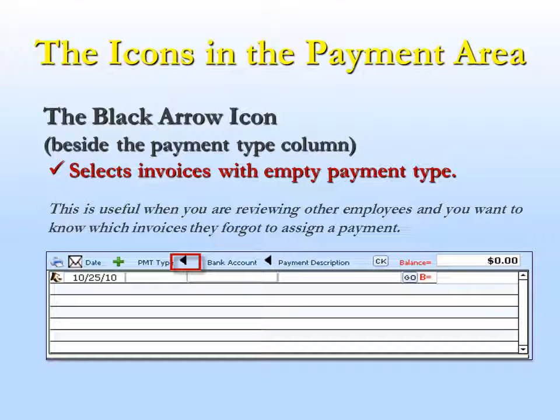The black arrow beside the payment type column. This selects invoices with an empty payment type. This is useful for when you are reviewing other employees and you want to know which invoices they forgot to assign a payment.